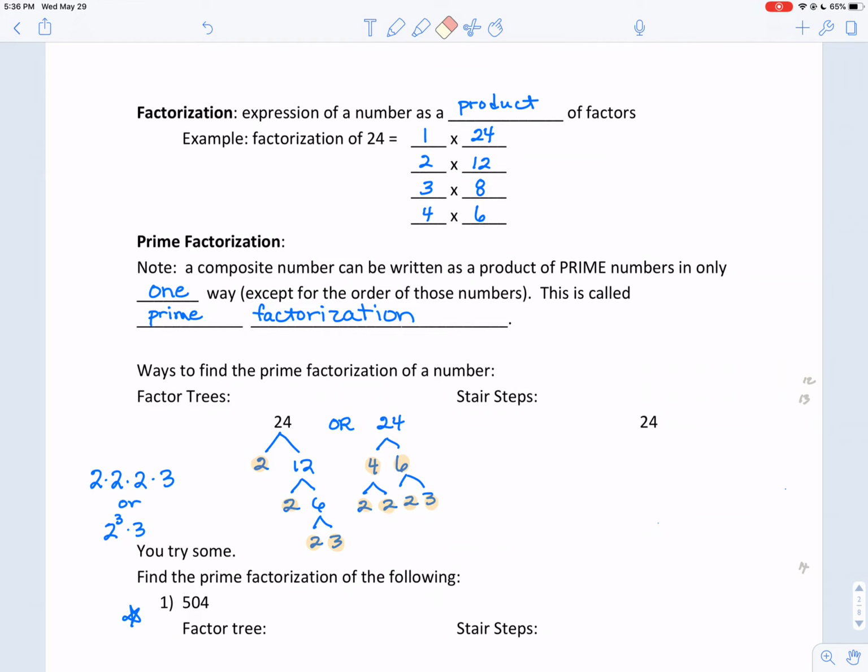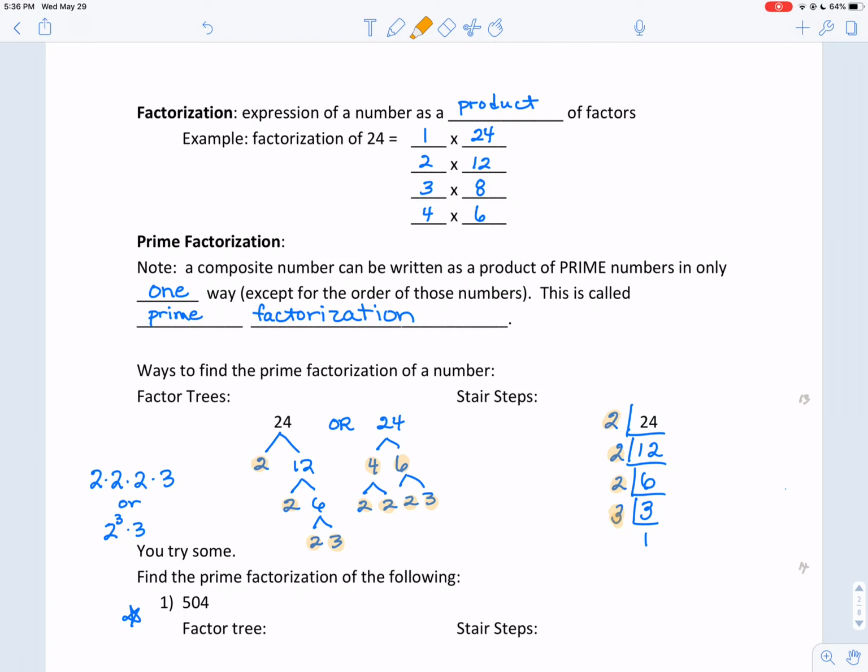Now let's use stair steps to determine the factorization of 24. This is what your stair steps look like. You are going to divide 24 by 2 and you'll have 12 left over. Then divide 12 by 2 and you'll have 6 left over. Divide 6 by 2 and you'll have 3 left over. And finally 3 by 3 and you'll have 1 left over. And therefore our prime factorization for 24 is these outside numbers. And notice it is the same as when we did it with factor trees.